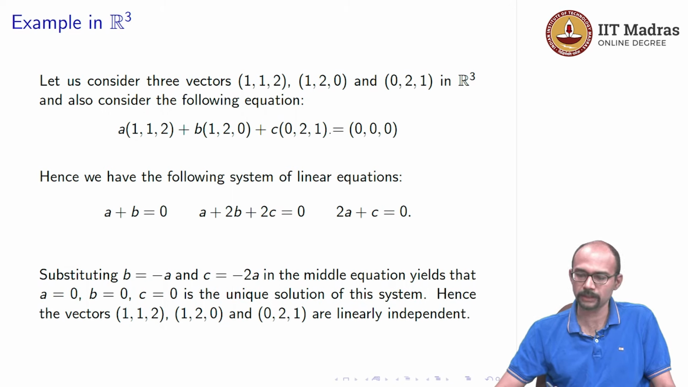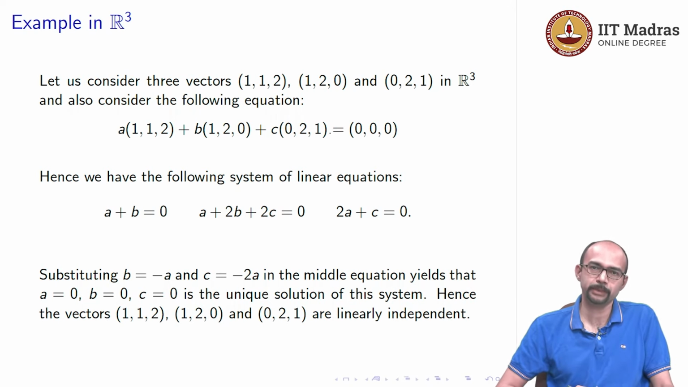So, from the first equation we get that b is minus a, from the third equation we get c is minus 2a. If you substitute into the middle equation, you get some combination of a's is not 0. So, specifically you get a minus 2 times a minus 4 times a. So, a minus 6 times a. So, minus 5a is 0, which tells you that a is 0, and then once a is 0, b is minus a. So, b is 0 and c is minus 2a. So, c is 0. So, the only solution for this system is a is 0, b is 0, c is 0.